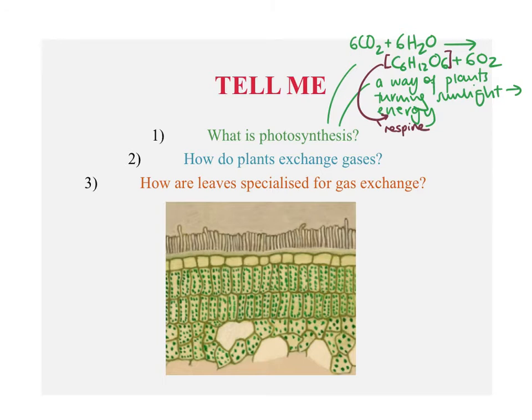Now, for plants to exchange gases, I'm hopeful that you will know some plant anatomy, but maybe not. Plants exchange gases through their stomata, those pores on the underside of the leaf. These are part of the leaves being specialised for gas exchange, but we're going to have a look at some other structures over the next few slides that will tell you a little bit more detail. Okay, let's get started.